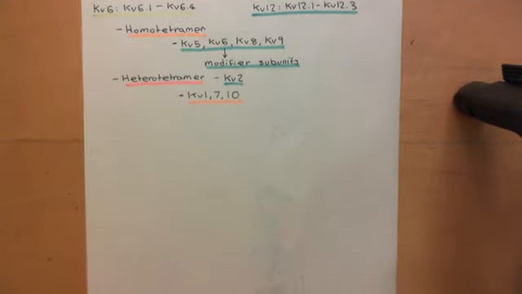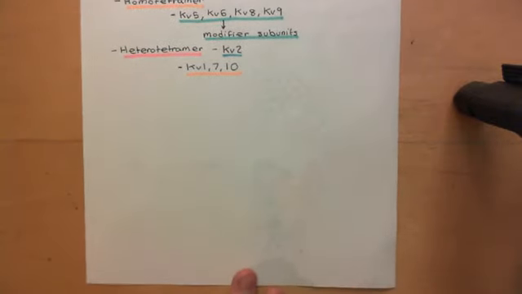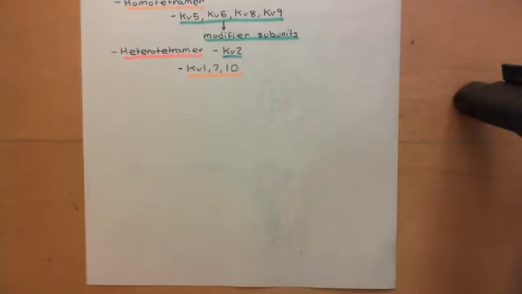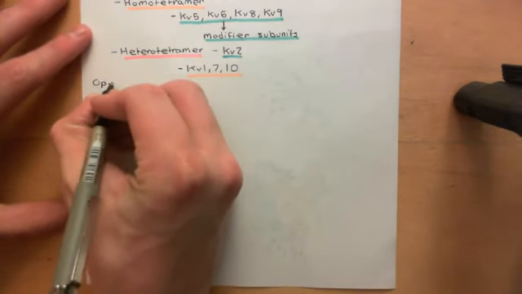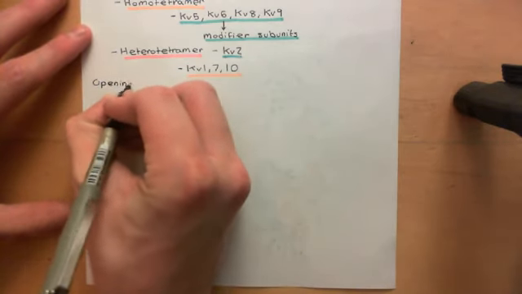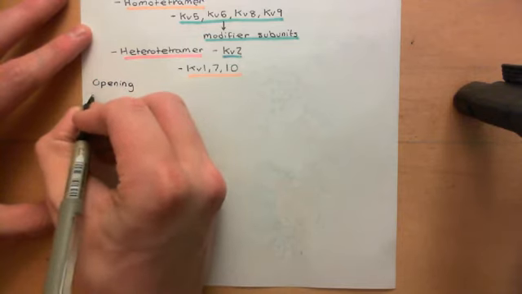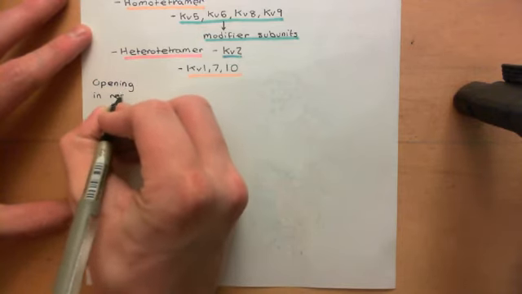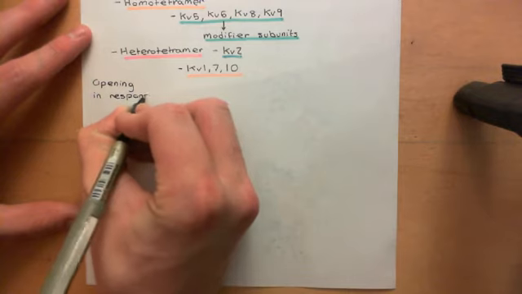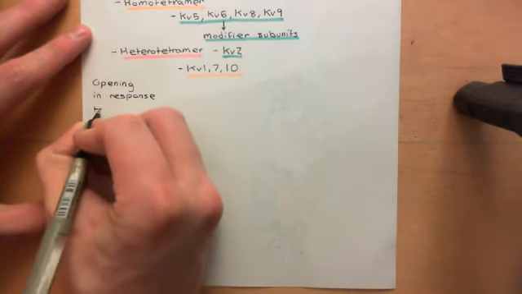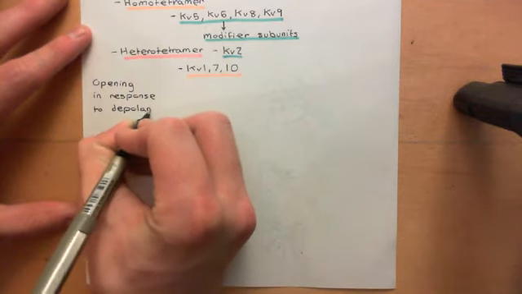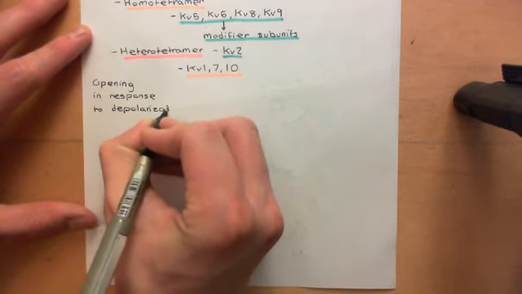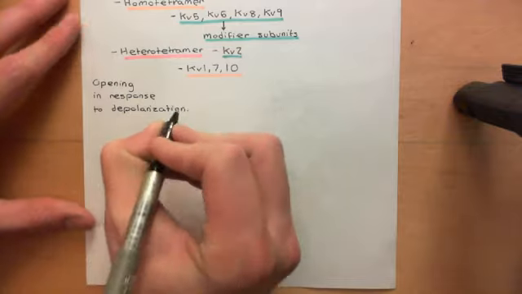I now want to discuss with you the opening mechanism for the voltage-gated potassium channel. How does this thing open in response to a depolarization in the electrical potential difference across the cell membrane? Opening in response to voltage changes, or in response to depolarization. So the first thing that I need to tell you is what is normally keeping the channel closed.